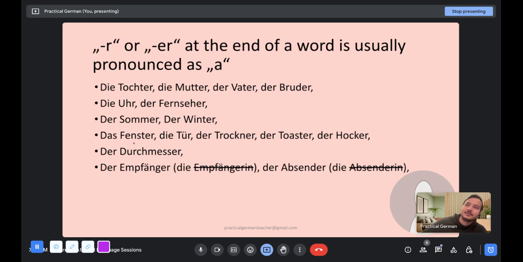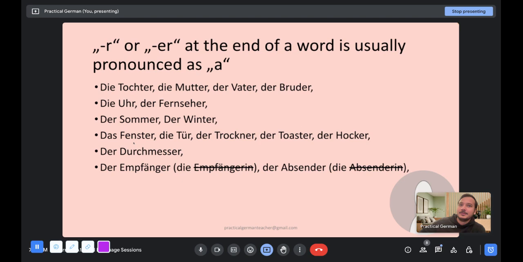Trockner. After I wash my clothes in a washing machine, either I can dry them on the balcony or I can use one more machine. What is that machine? Oh, dryer. Yeah. Toaster.